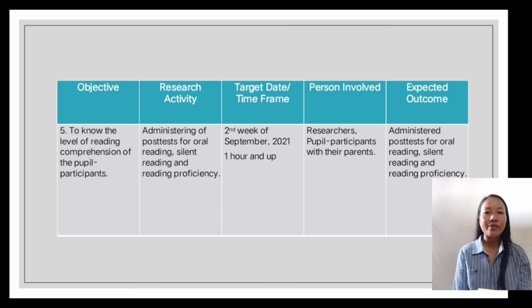The last objective is to know the level of reading comprehension of the pupil participants. The researcher will administer a post-test for oral reading, silent reading, and reading proficiency on the 2nd week of September 2021. It takes 1 hour and up. The expected outcome from this is administered post-test for oral reading, silent reading, and reading proficiency.